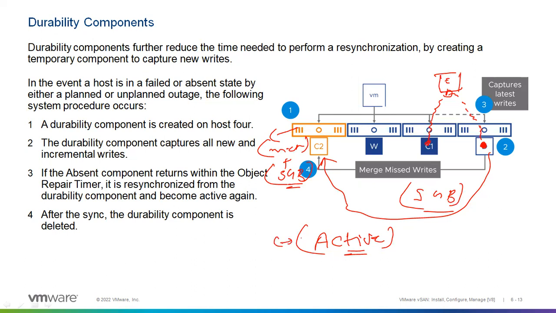Correct? But is it possible in the case of degrade? The answer is no. So in the degrade phase, my vSAN will detect the degrade state. It will not create any data. It will immediately, like again.